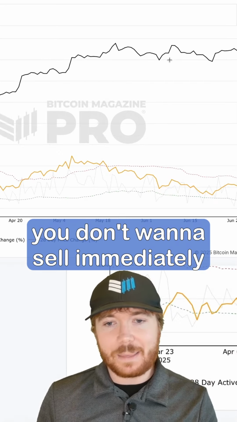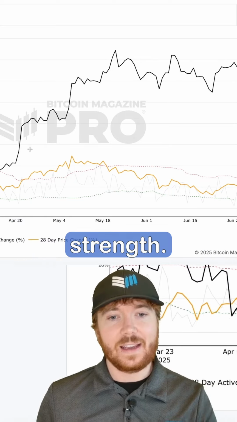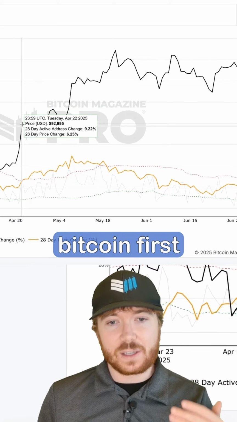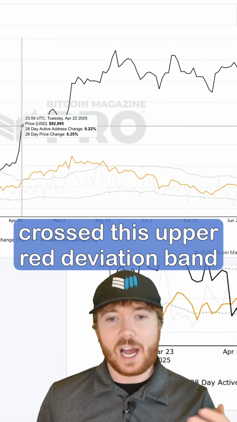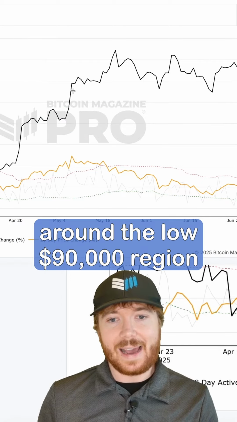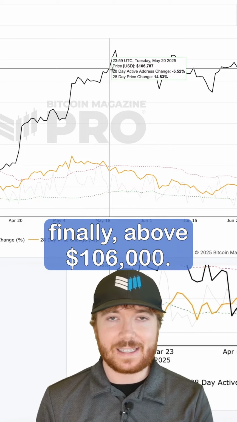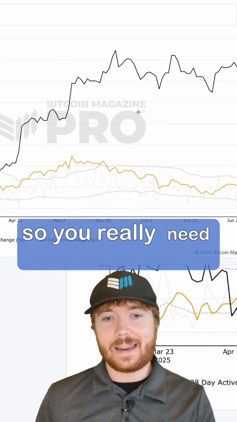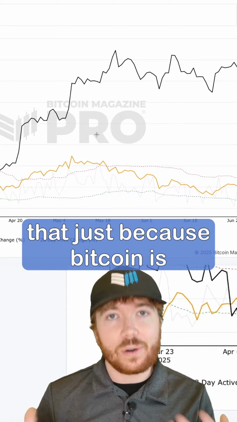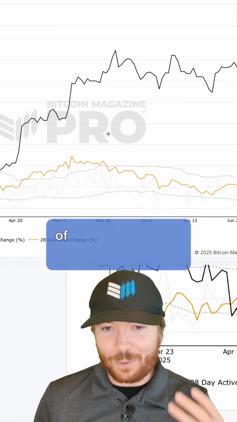You don't want to sell immediately because Bitcoin can have sustained strength. If you just look here, we could see Bitcoin first cross this upper red deviation band around the low $90,000 region and actually continued running until we dipped beneath finally above $106,000. So you really need to take into consideration that just because Bitcoin is currently overbought doesn't mean it can't get a hell of a lot more overbought.